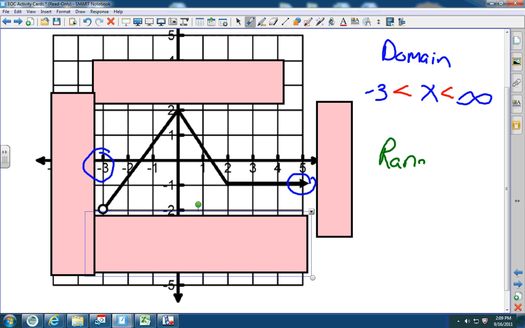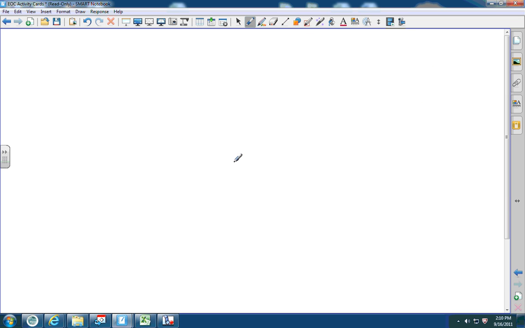Range. My range, by now we know it's the y. We go up and down. The lowest we're at is -2. The highest point up here is 2. My arrows, because this is an open circle, it's less than. Up here it's on the line. It's less than or equal to. Let's see. There's another one. Nope, that would be all.